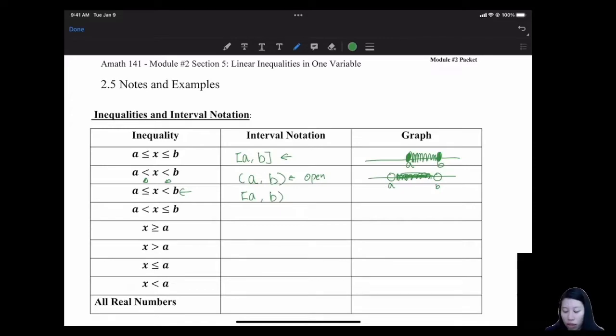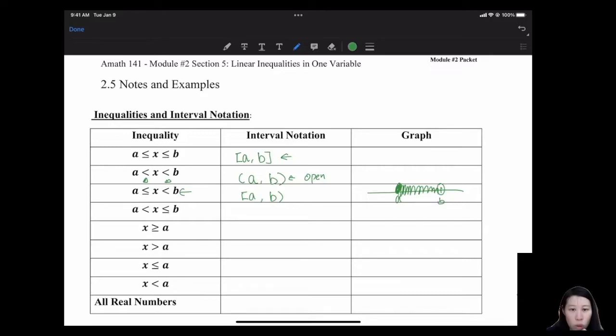So on the graph, I'm going to erase this one. We're running out of space. So on the graph, this is going to look like a, b. When it comes to a, it's going to be a solid dot because it's including a. Not including b, it's going to be a circle. And then everything in between a and b.